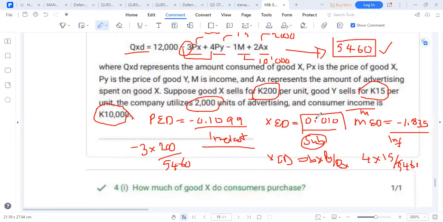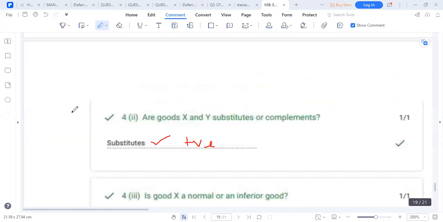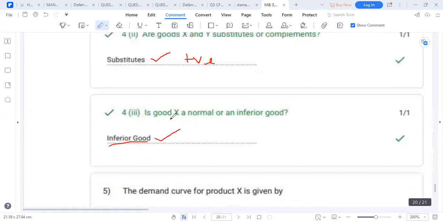Then lastly, to calculate the income elasticity of demand, it is simply the coefficient of income, -1, times the income, which is 10,000, divided by our 5460. When you compute that, you get -1.835. Here we're just interested in the sign. If it's negative, it's an inferior good. So if you're asked whether X is a normal or inferior good, because we've got a negative value, you can say it's an inferior good.